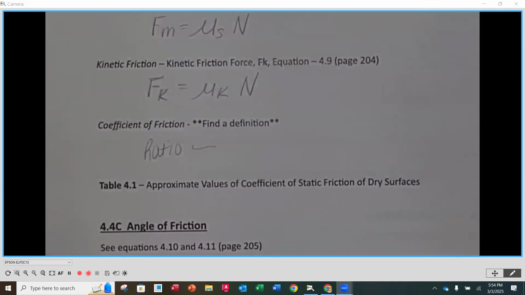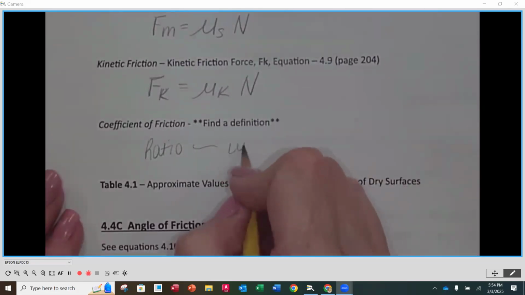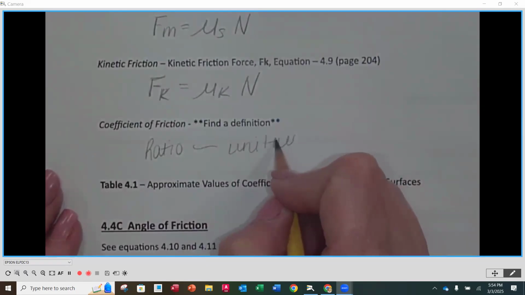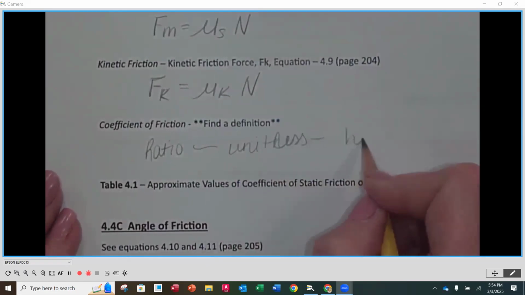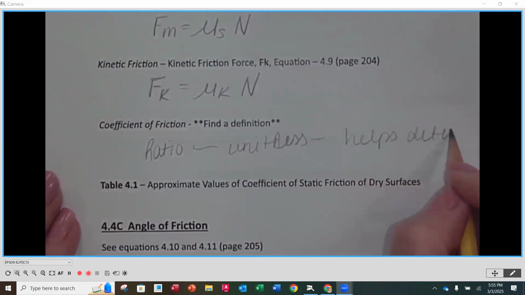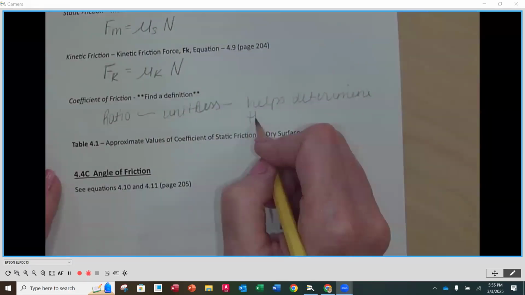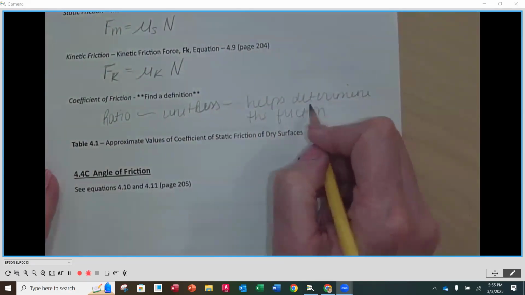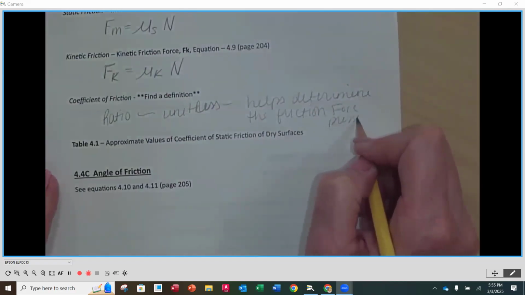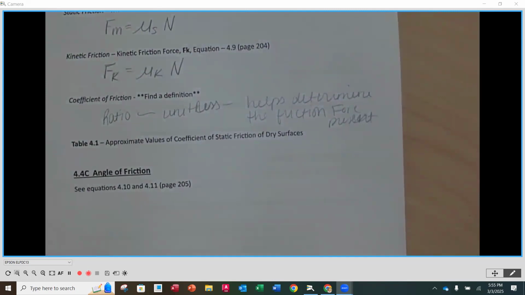Sounds good to you? Yeah. It is a little elusive, because sometimes when we talk about a coefficient, yes, perfect. It's a ratio. It's unitless. I'm going to put that in here too. I'm just writing kind of words. Unitless. And it's needed to determine the friction force present. So whenever you are tasked with identifying or calculating a friction force, you either have to know what the static friction force is, or it's given to you, or you have the ability to calculate it, okay?